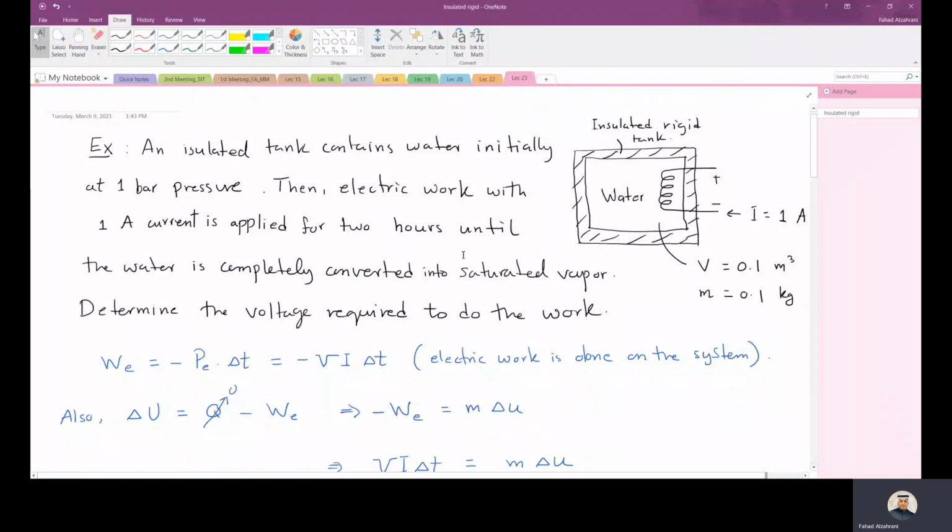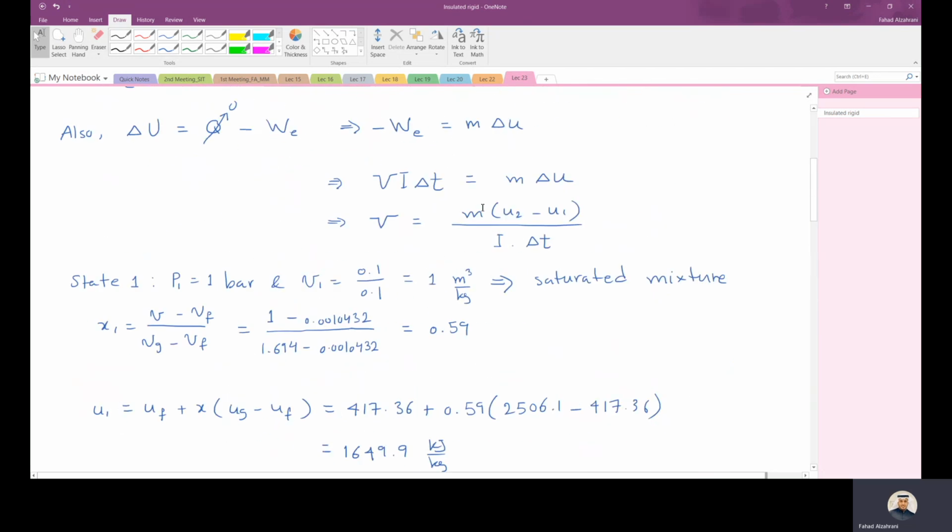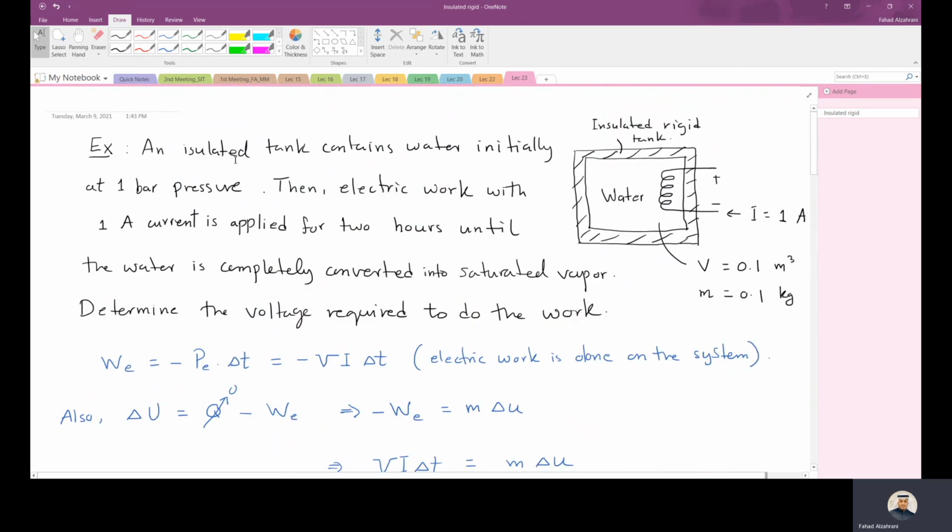So I'm going to give you one problem, because I haven't talked about it before, and then we'll talk about what a thermodynamic cycle is. We have an example, guys. I have a tank, an insulated tank. It's a rigid tank and it is insulated.